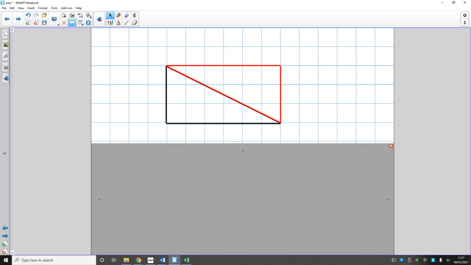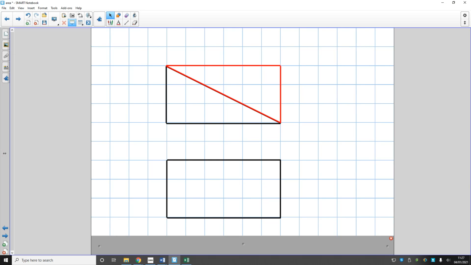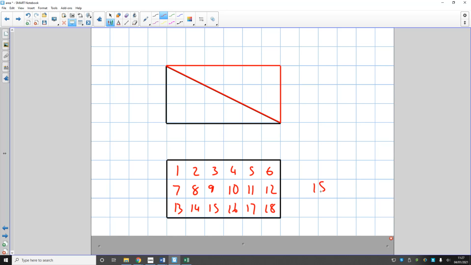Now, if we have a look at this rectangle here, there are two ways I can find the area of this rectangle. I can literally count how many squares this rectangle has. Fairly simple job because they are all whole squares. So altogether on this rectangle here, I will have 18 centimeter squares. Now, if I think about this, then this shape here also has 18 centimeter squares.